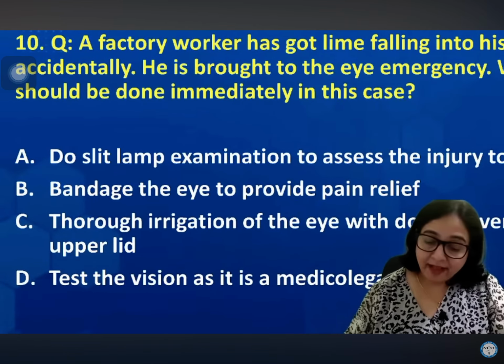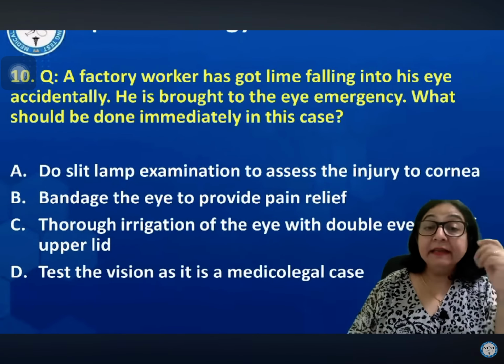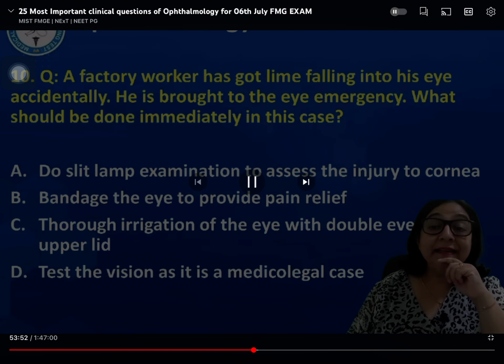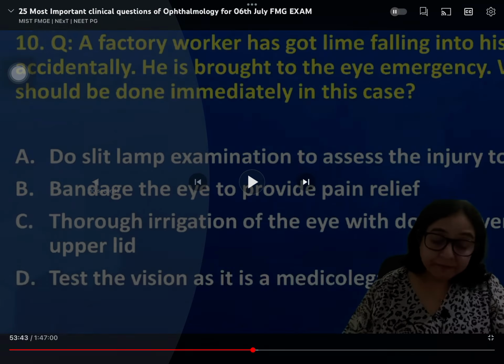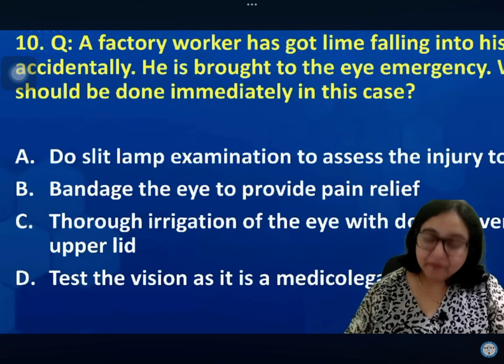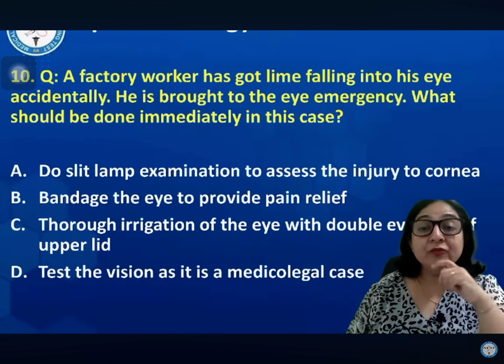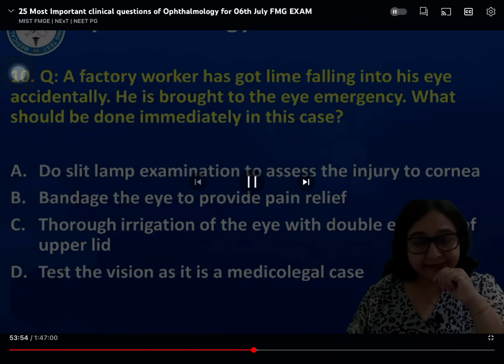A factory worker has got lime falling into his eye accidentally. He's brought to the eye emergency. What should be done immediately in this case?